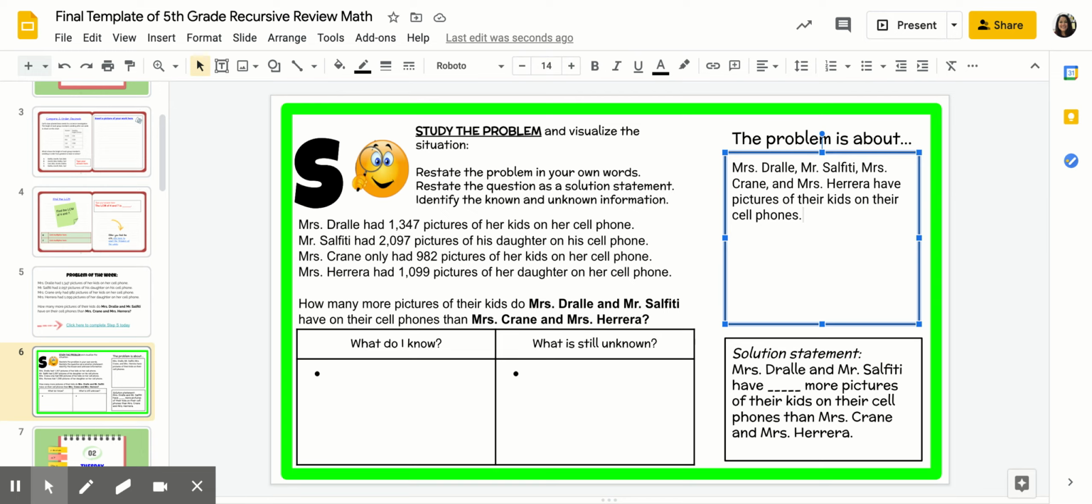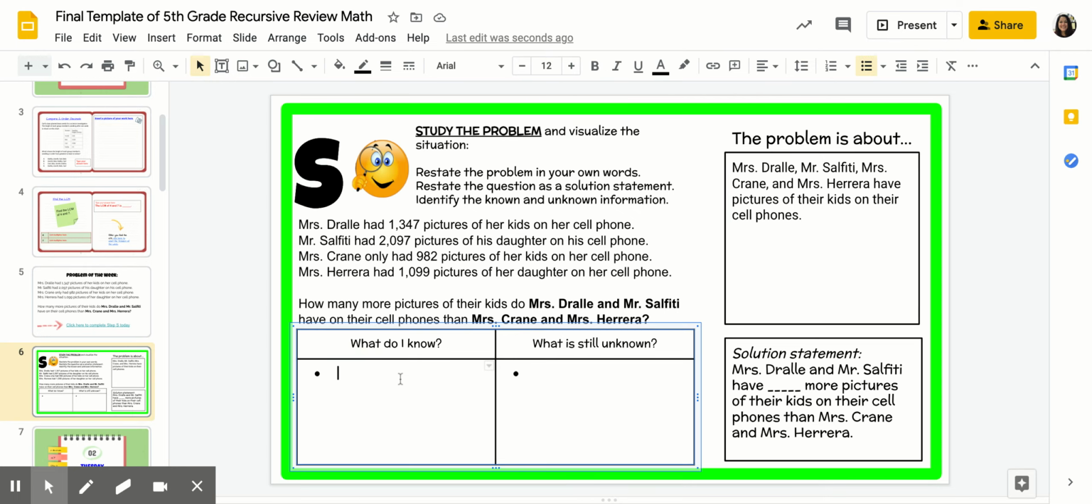I could go on and type that the problem tells me how many pictures they each have, but I don't want to really get too detailed here. I'm not going to put what I know or what I don't know. All I want to think about is what is this problem about? And it's about those four teachers and the fact that they have pictures of their kids on their cell phones. So you're just going to type one or two sentences there telling what the problem's about.